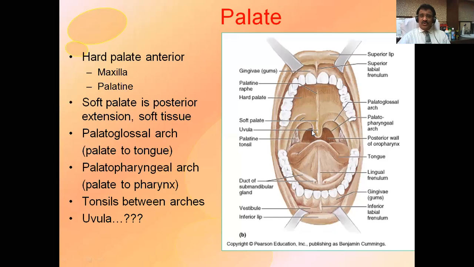And the palatoglossal arch goes to the tongue, the front one, from palate to tongue, and the palatopharyngeal arch goes behind from palate to pharynx. They form fossae on each side, and in the triangular tonsillar fossa you can see the tonsils located between these two arches on each side. And in between these, you can see a hanging uvula here, what we call Perdjib in Marathi. Okay, this is all about palate.